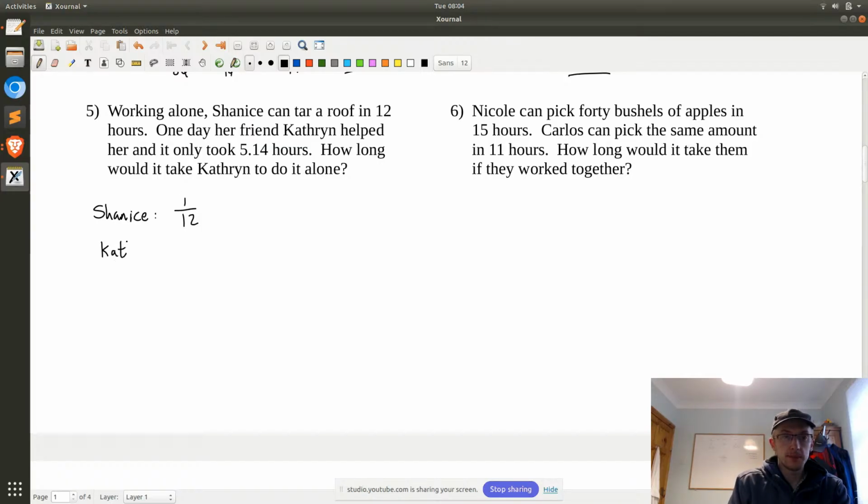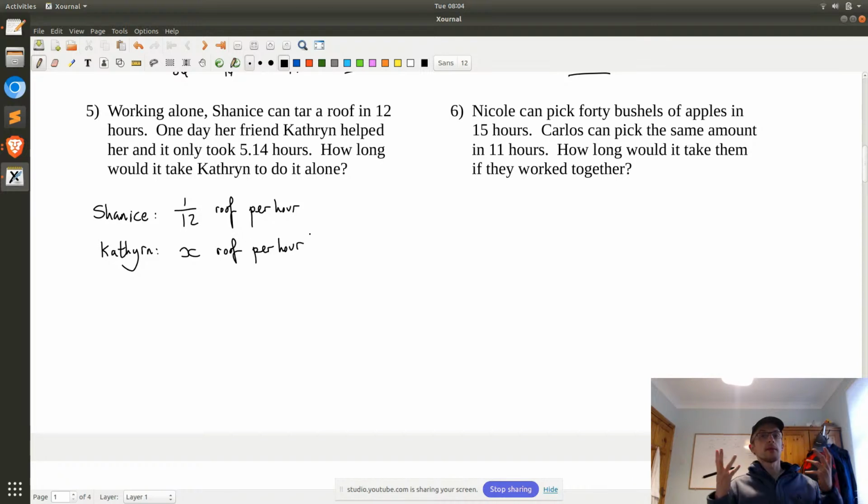So Shanice's speed is 1/12 of a roof per hour. Catherine's speed is X of a roof per hour. We have no idea. We have no idea, right? Wait, we actually do have an idea. We actually do have an idea.